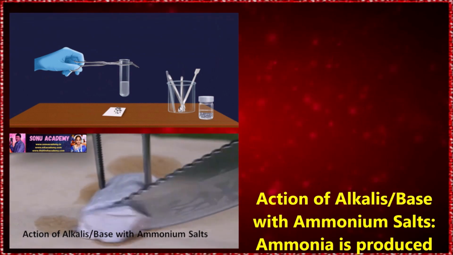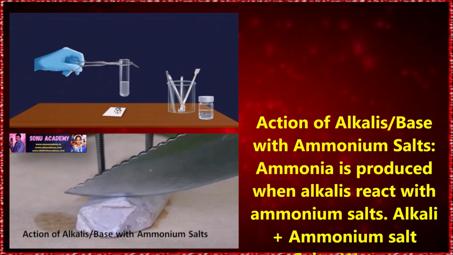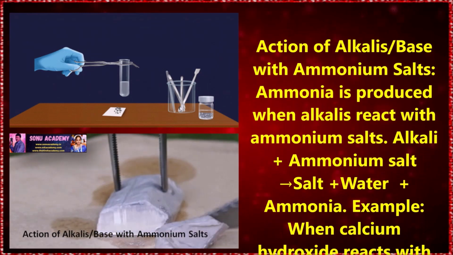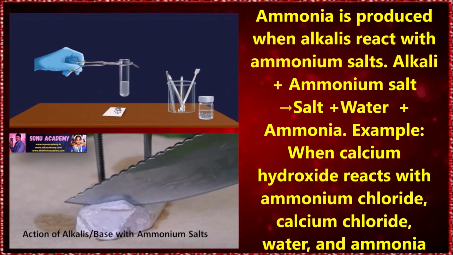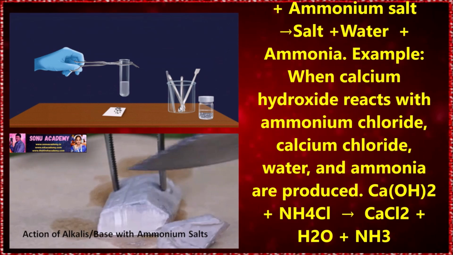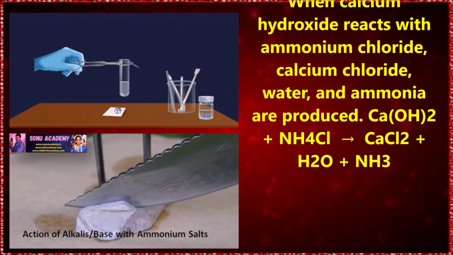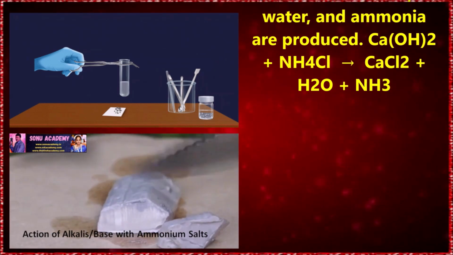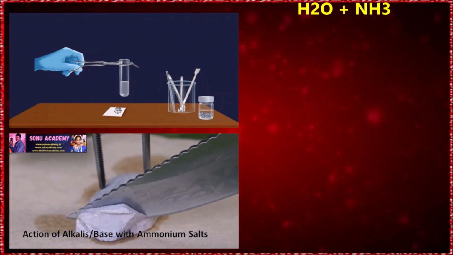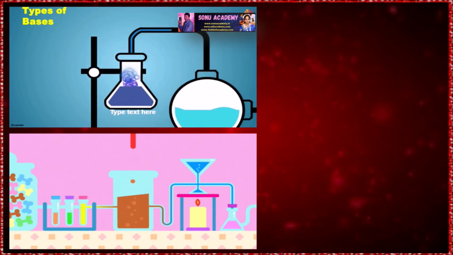Action of alkali bases with ammonium salts. Ammonia is produced when alkalis react with ammonium salts. Example: when calcium hydroxide reacts with ammonium chloride, calcium chloride, water and ammonia are produced.